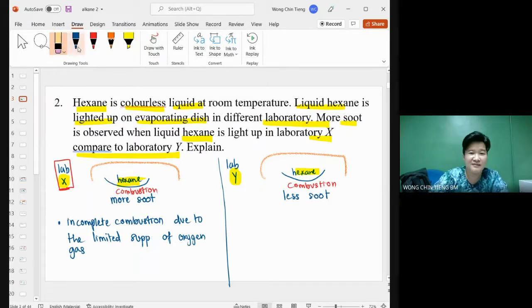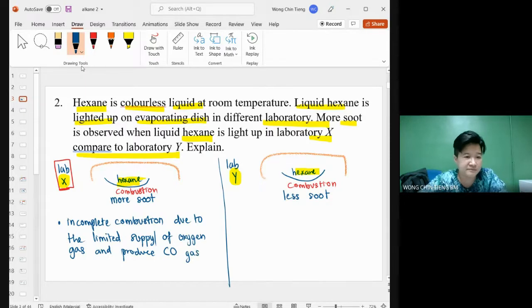Saya pun sangat lapar. The whole morning saya kelas. Supply. Okay. So, and produce carbon monoxide gas. Kena bagi tahu produk.